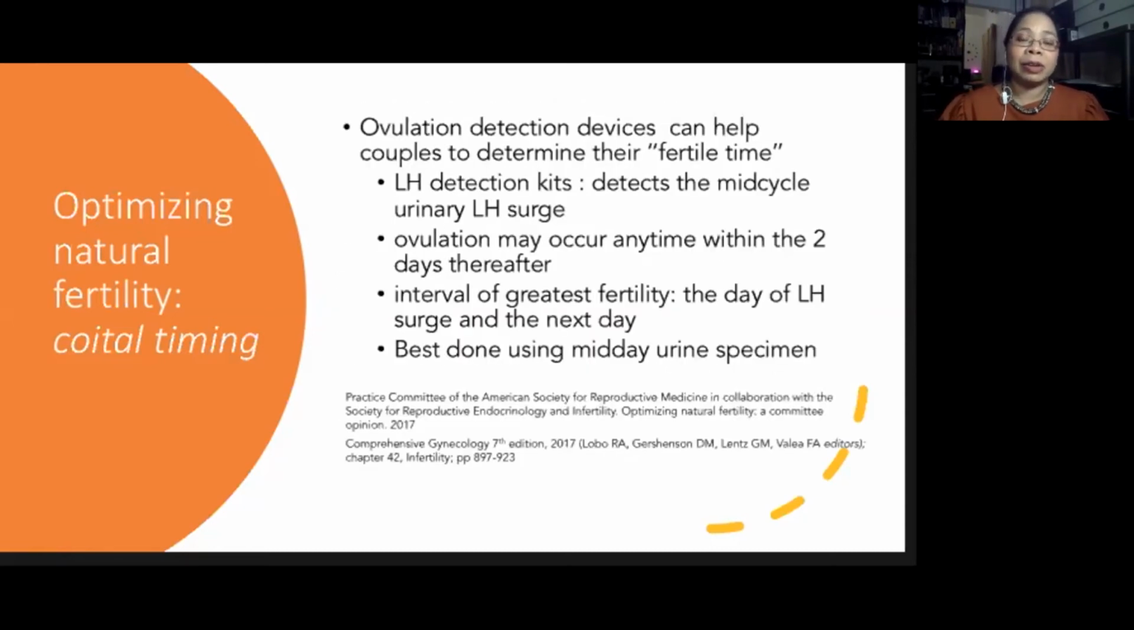Ovulation detection devices can also help our patients determine their fertile time, and we can advise them to use LH detection kits, or what we call ovulation kits, that are readily available in local pharmacies. These LH detection kits detect the mid-cycle urinary LH surge, and once the kit tests positive, ovulation may occur anytime within the 2 days thereafter. The interval of greatest fertility will be on the day of the LH surge and the next day. Also advise your patient that this test is best done using a midday urine specimen.